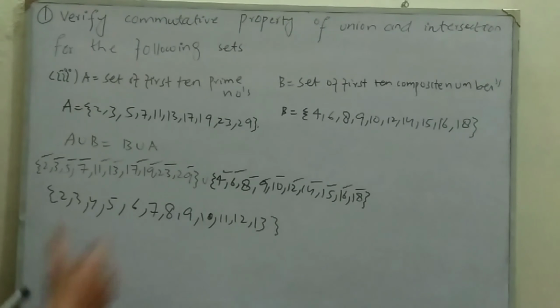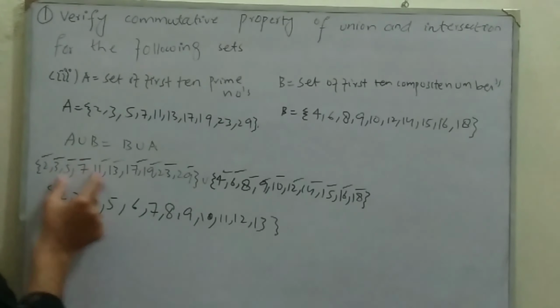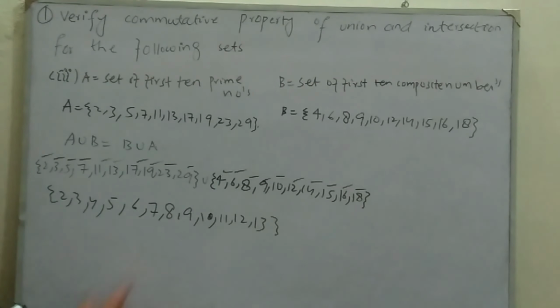Now for finding B union A, just reciprocate. B will come to the front and A will come to the right hand side and take the union. So it will give the same answer. So you will verify the commutative property of union. Now we are going to find out the commutative property of intersection.